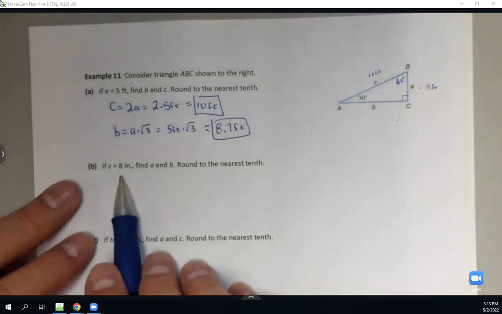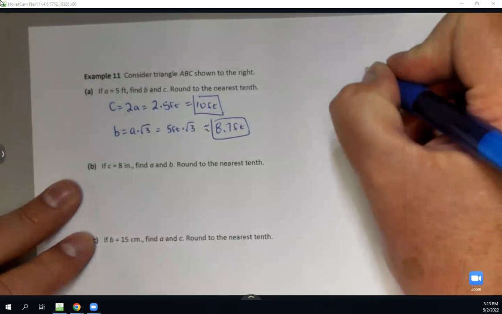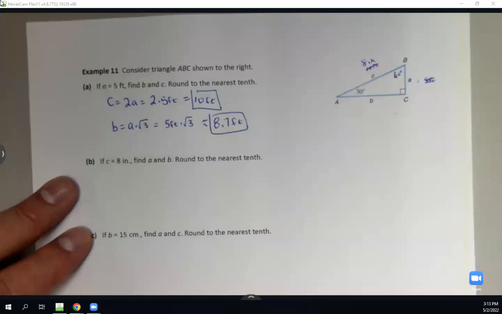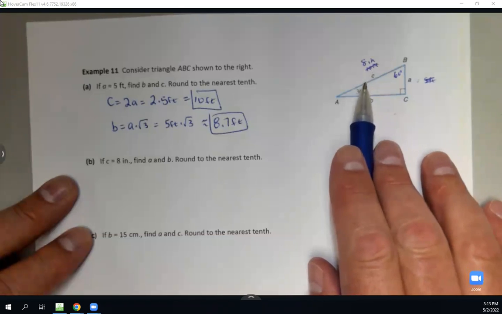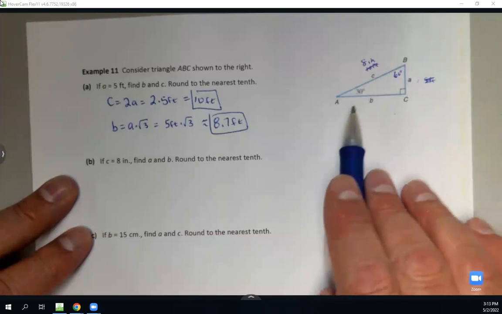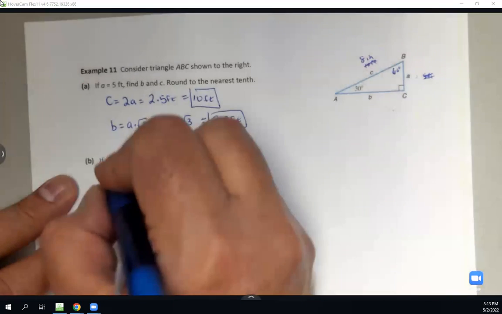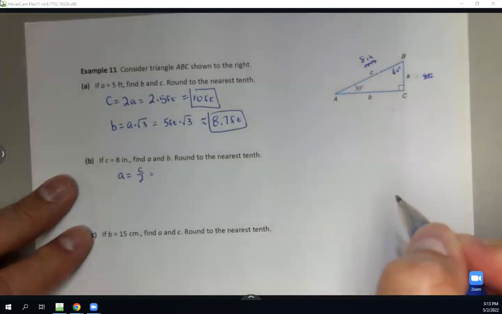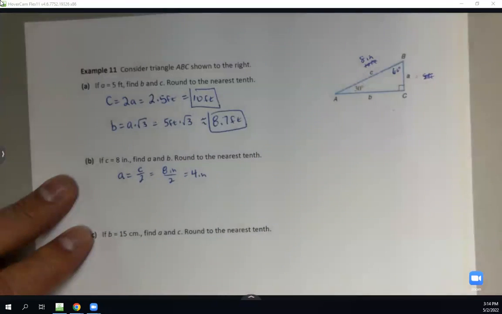If C is 8 inches, find A and B. So now that's gone. If this is 8 inches, what's A and B? So in this case, I'm given the hypotenuse. So the key, remember, is to now find the short side. Once I know the short side, then I can find the longer leg, okay? So A is going to equal half of C, so C divided by 2. So in this case, that's going to be 8 inches divided by 2, which is 4 inches.